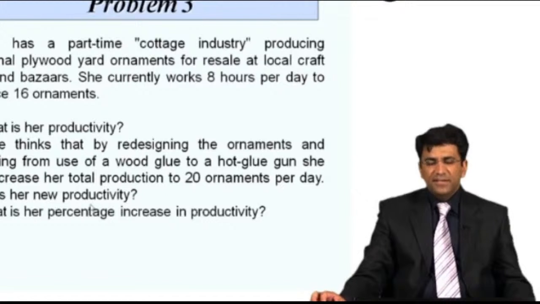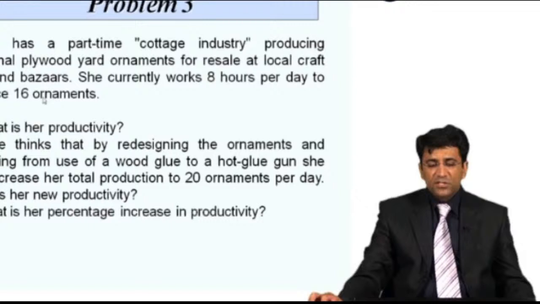Students, another example. Susan has a part-time cottage industry producing seasonal plywood yard ornaments for resale at local craft fairs and bazaars. She currently works 8 hours per day to produce 16 ornaments. Again students, we'll have to find out the output. What is the output? 16 ornaments. That's so clear. 8 hours, that is the input.